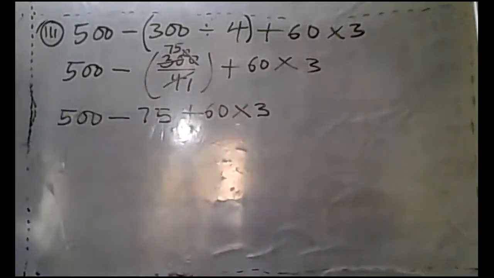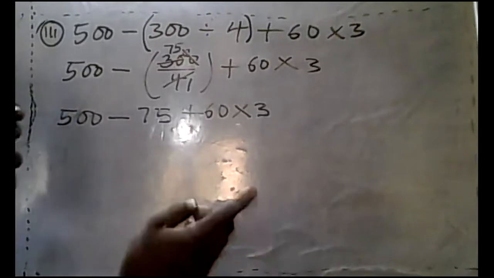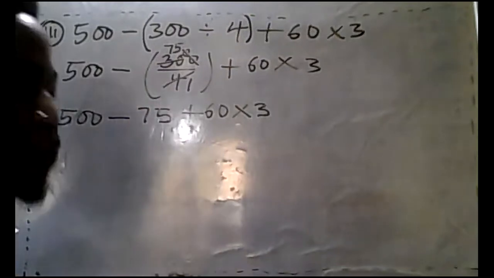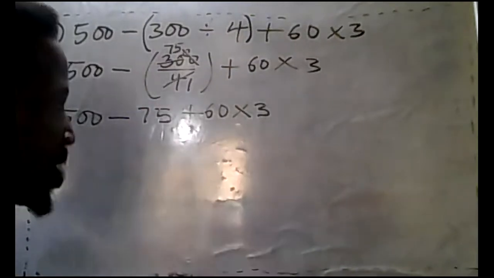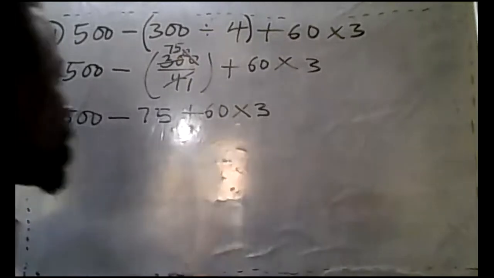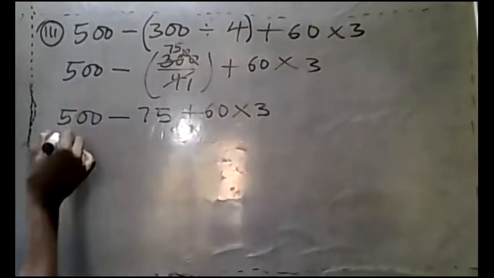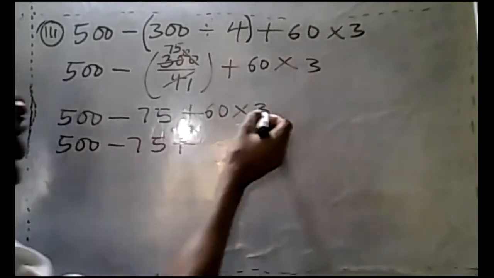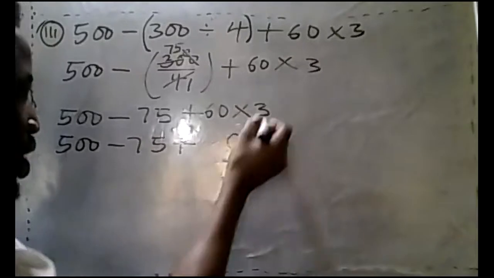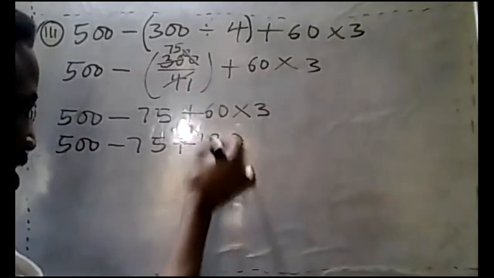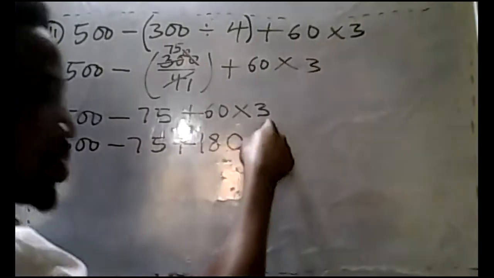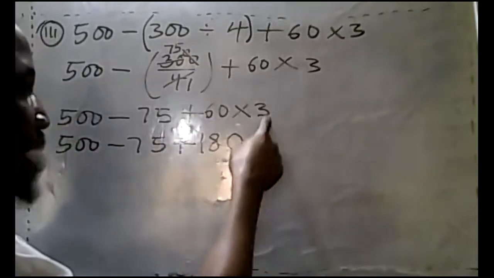Now what's the next thing we're supposed to do? Division or multiplication. We have just done division, so we're supposed to do multiplication. So write your 500 minus 75 plus 3 times 0, 0. 3 times 6, 18. So I have just multiplied 60 by 3. So 60 times 3 is 180.